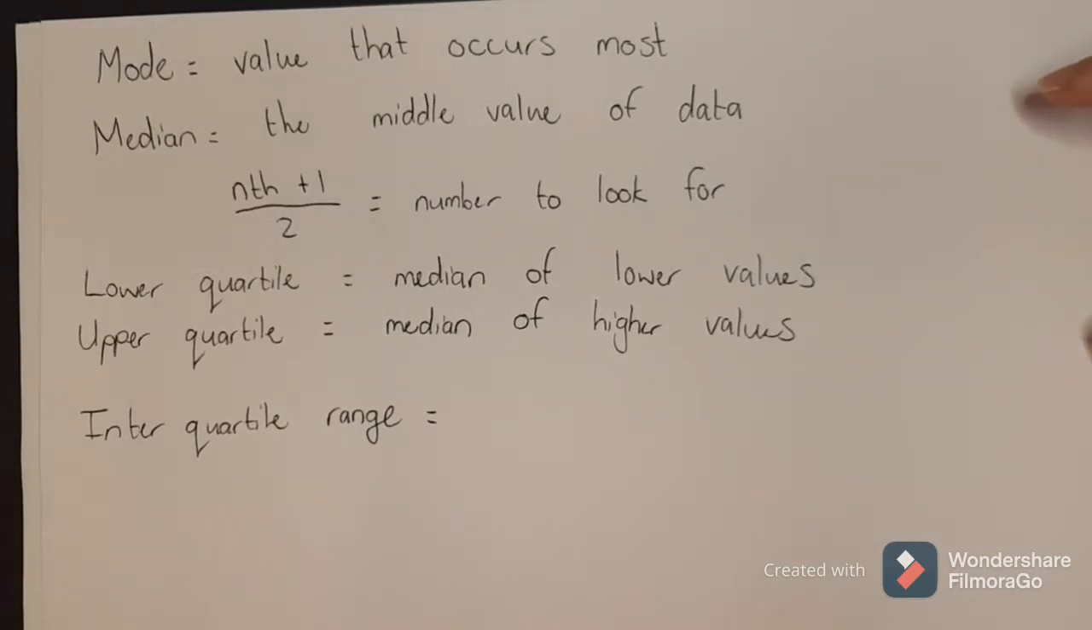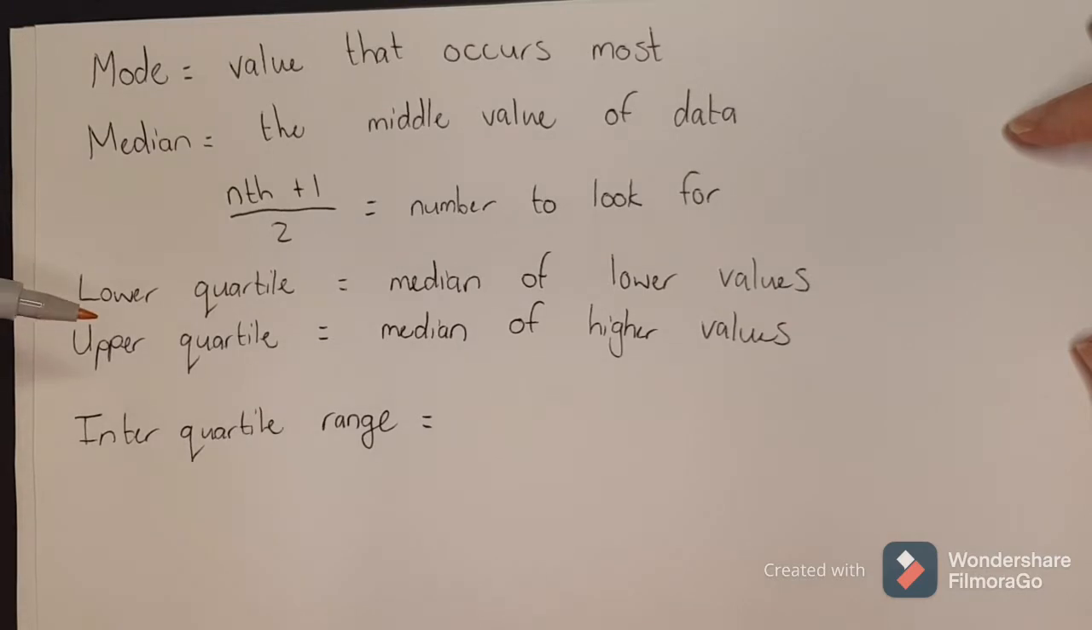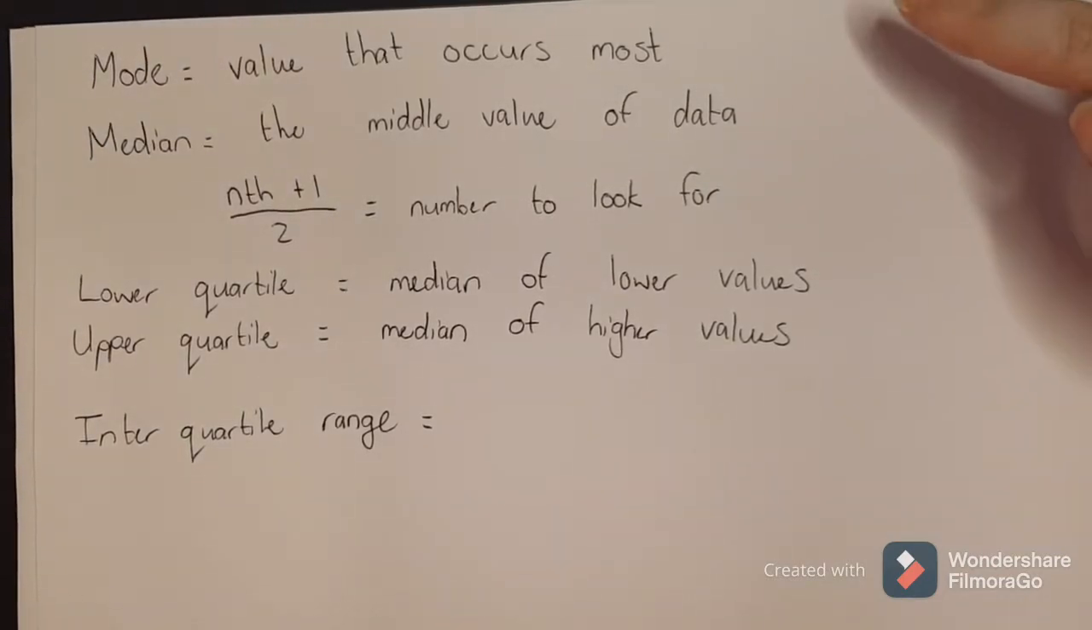Before we can draw a box and whisker plot, we need to know what a median, a lower quartile, an upper quartile, and an interquartile range are, and how to find them. We also need to know the term mode. The mode is the value that occurs the most in the data set.